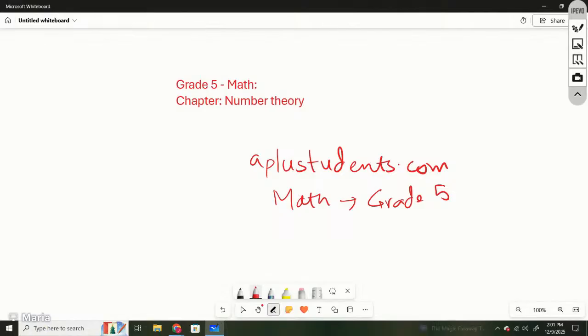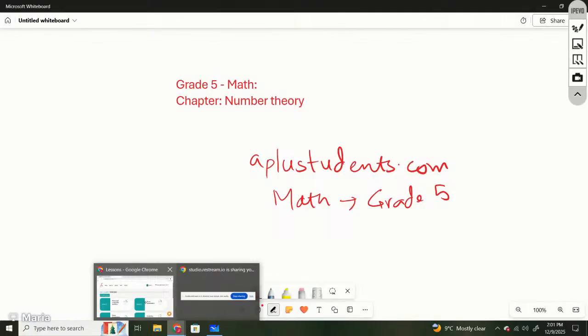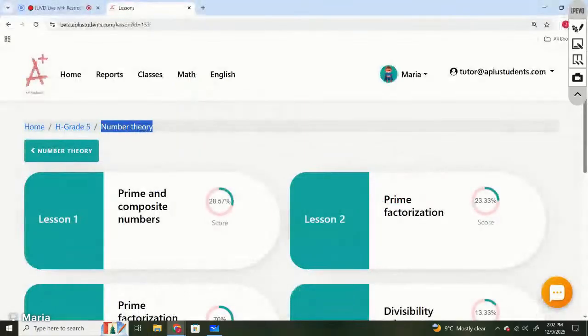We're going to start with chapter number 3. So please make sure you have your notebook and pencil so that you can note down the important examples and definitions as well. Here I'm on grade 5 math, and the chapter we're on right now is number 3. Let's start with the first lesson, and that is prime and composite numbers.